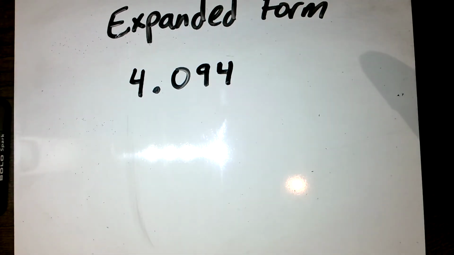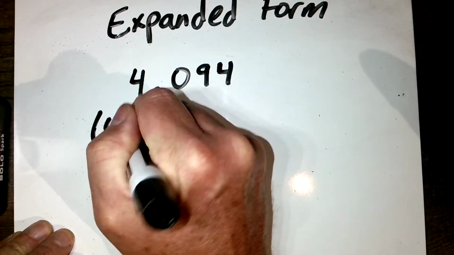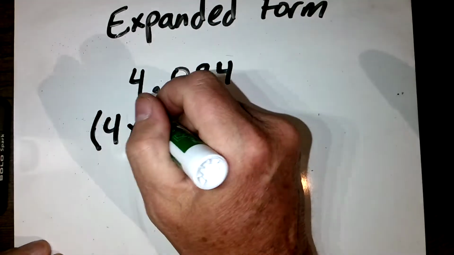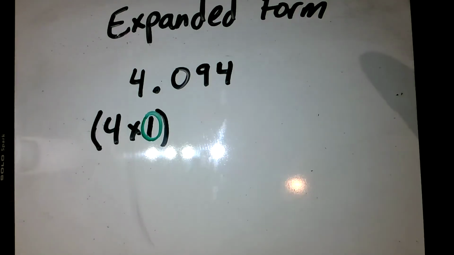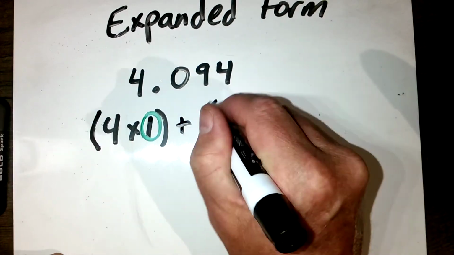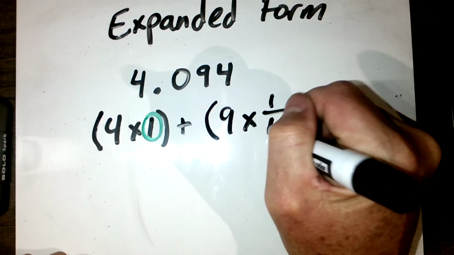Go ahead and write this in expanded form. Okay, so we start off with a 4 in the ones place, so I need 4 ones, 4 $1 bills. Remember, this second number is always the name of the place. It's always only going to have ones and zeros over the tenths place, but I do have a 9 in the hundredths place, so I'll do 9 times 1/100.